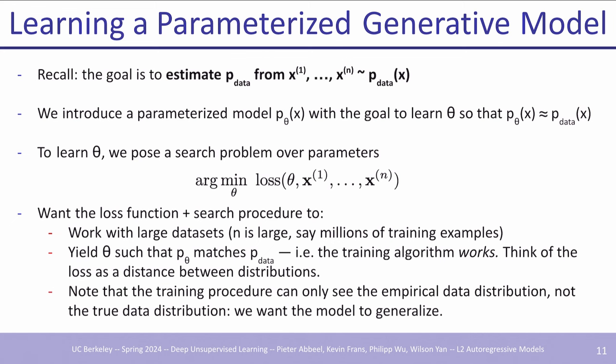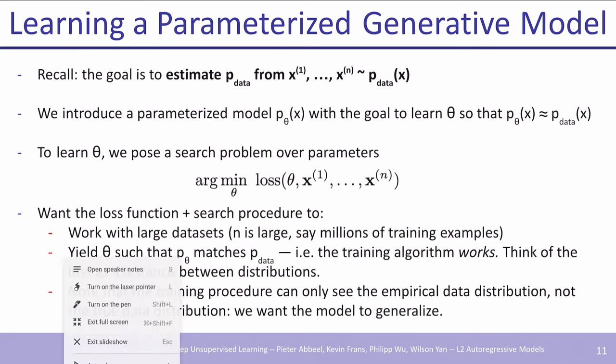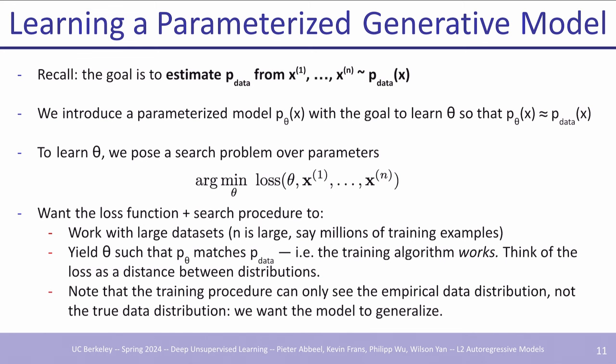So how are we going to do that more formally? And this will translate over to everything we do later. Recall that the goal is to estimate the data distribution from samples. We'll introduce a parameterized model, p theta of x, and the goal will be to learn a theta such that p theta of x is close to the data distribution, where of course we don't have the data distribution, we just have these samples from the data distribution.